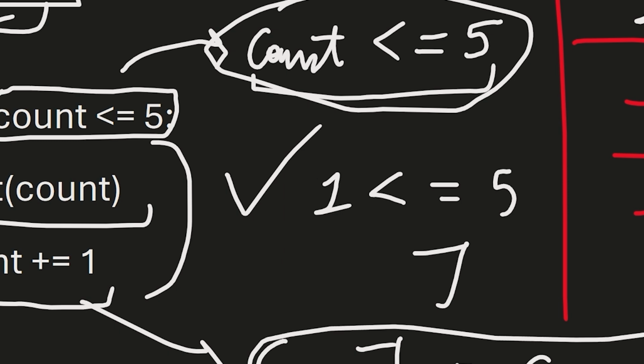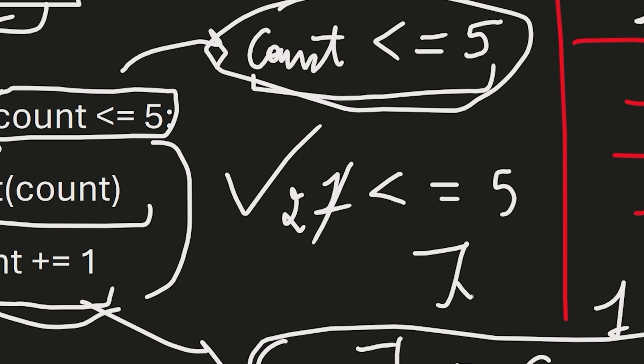So simply, what is the value of count? The value of count is 1. So 1 plus 1 is equal to 2. So now the value of count becomes 2 over here. Next time from here, the control will move to the condition and check again. What's the condition over here? Now 2 is less than equal to 5. Earlier it was 1, now it is 2. So now 2 is less than equal to 5, it is true.